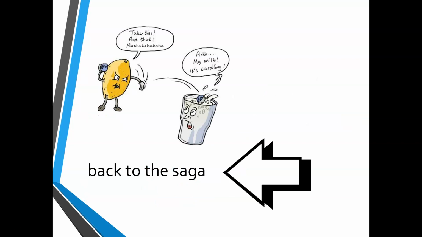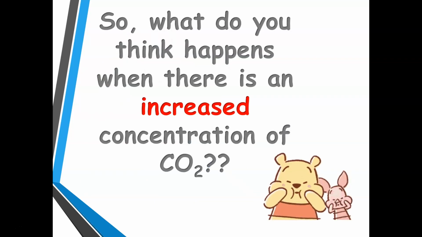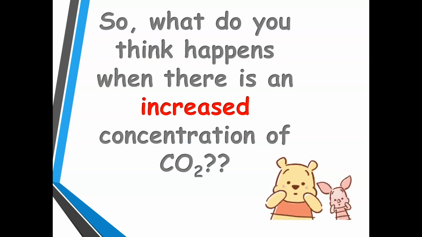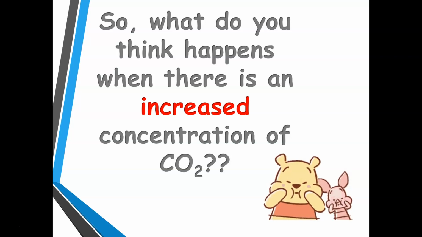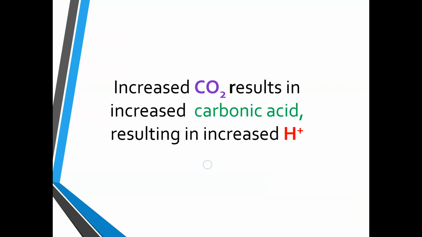So let's kind of get back to the saga. What do you think happens when there is an increase of CO2? I hope that you said that it increases the acidity. Somebody who has impaired breathing will typically have respiratory acidosis because they're holding on to too much CO2, which is also an acid. So increased CO2 results in increased carbonic acid, resulting in increased hydrogen ions.